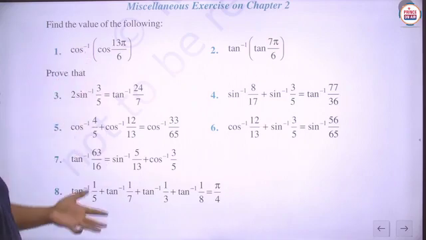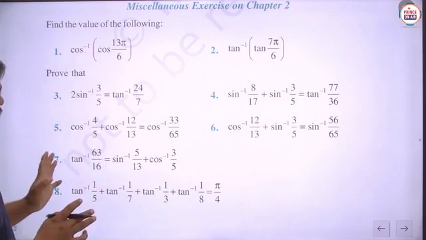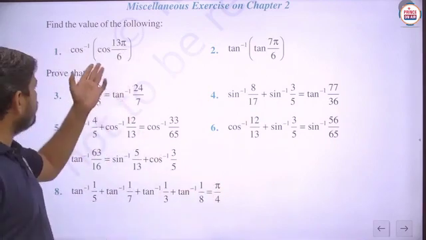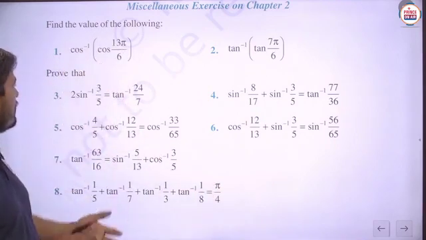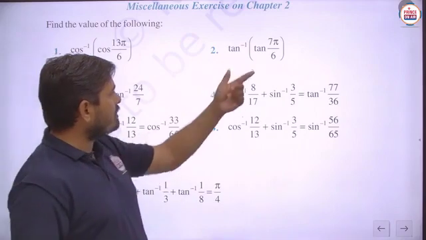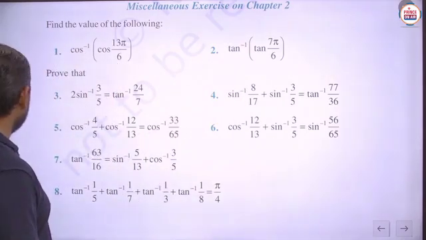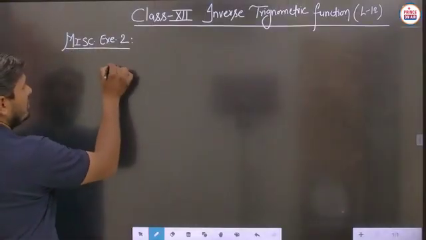Here, find the value of the following. In the first and second questions, very simple types of questions are given, where we have to find the value of cos inverse cos 13 pi by 6, and in the second question tan inverse of tan 7 pi by 6. Is it clear? So we will take question number 1 first.